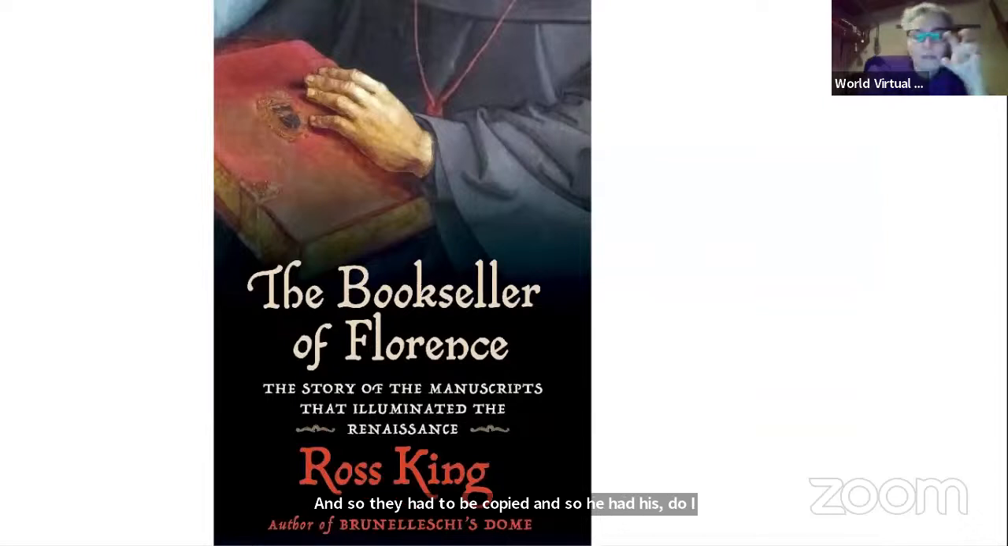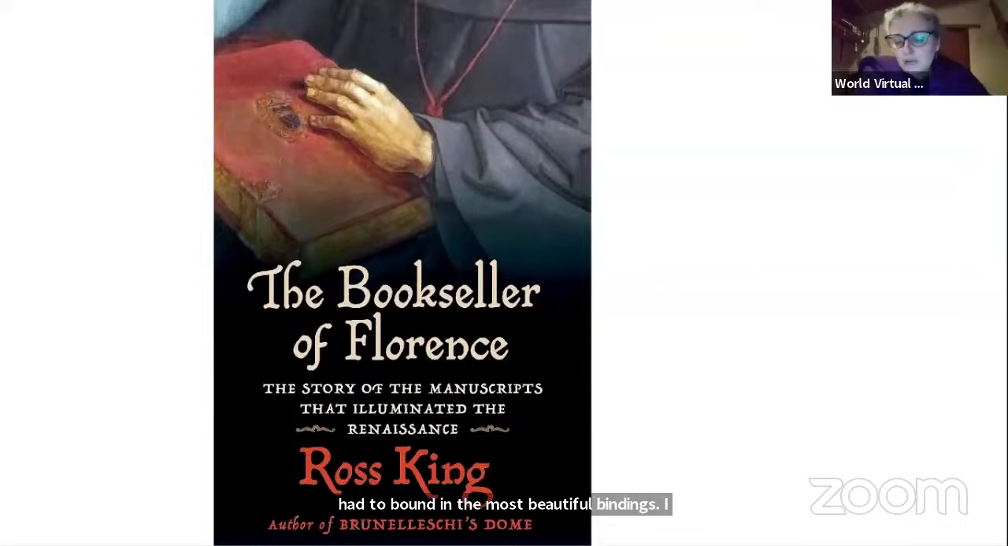If you want to know more about this whole book copying and book binding business, you can read this book, The Bookseller of Florence. It was written in English by Ross King, with a lot of background and references. So Federico da Montefeltro wanted certain books, and he had them copied. And then he had them bound in the most beautiful bindings.